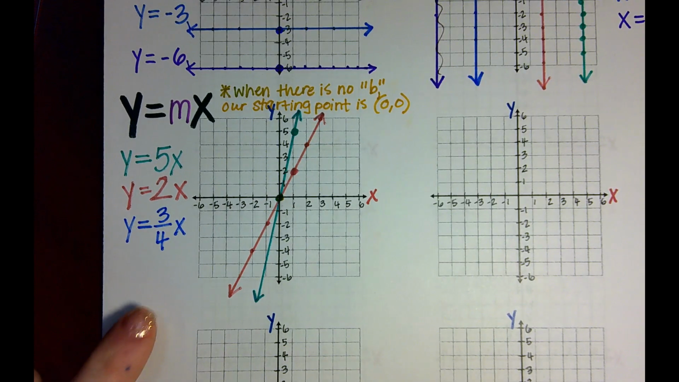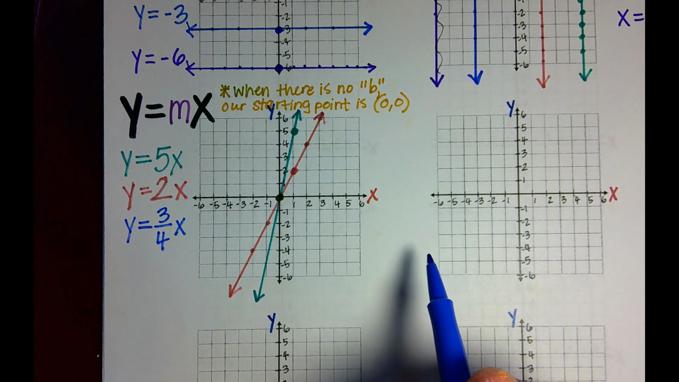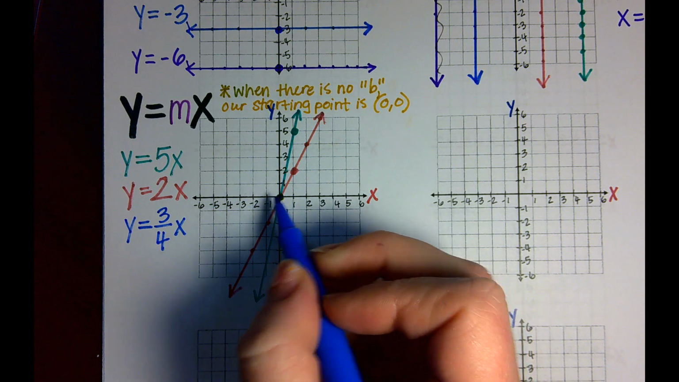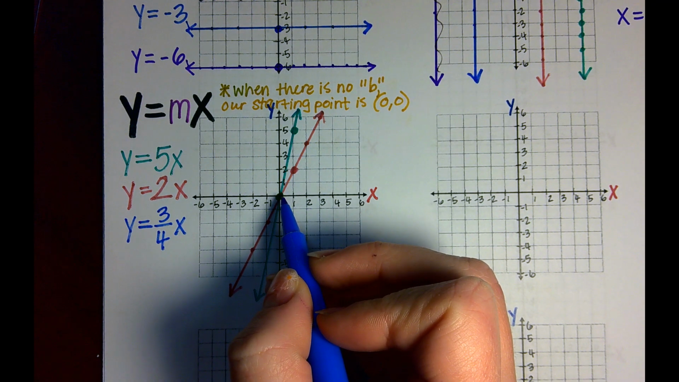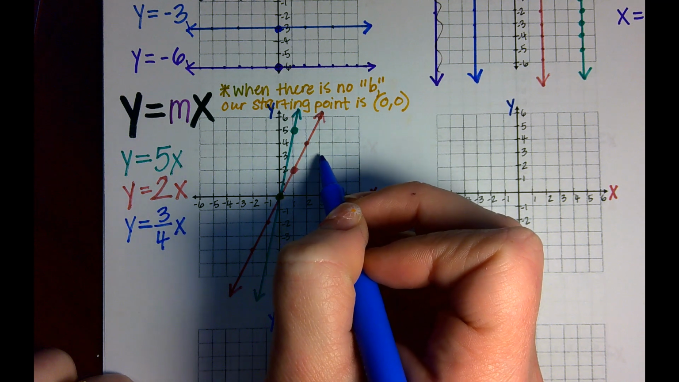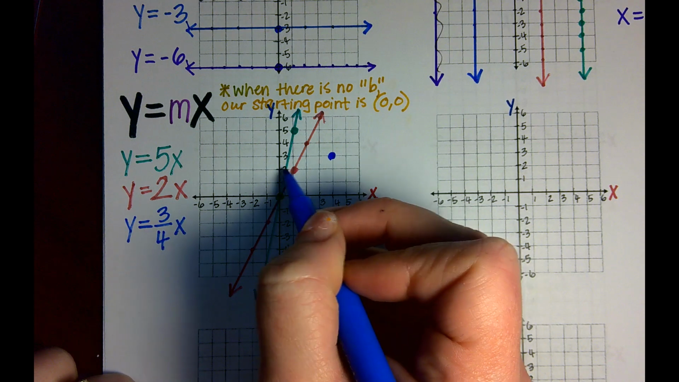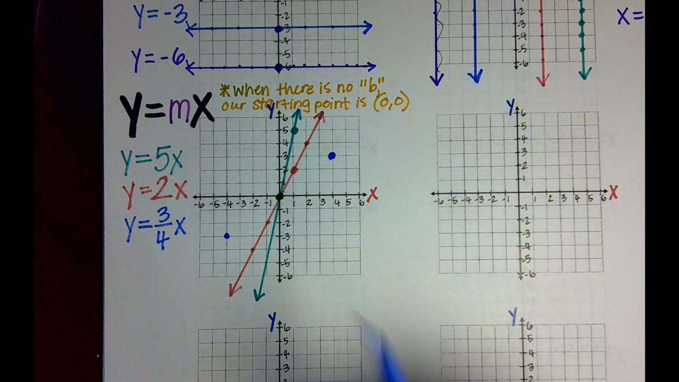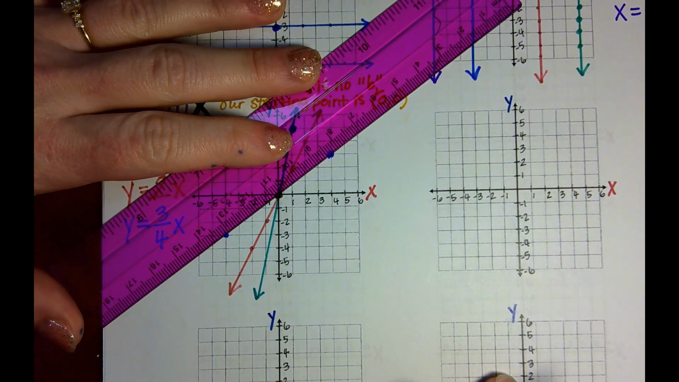Where would our starting point be for y equals 3/4 x? 0, good. And where would we go from there? Perfect. Up 3, over 4. Okay, I'll connect my dots.